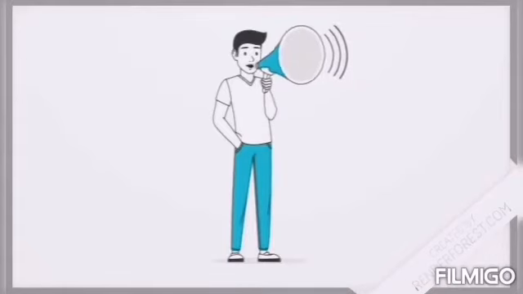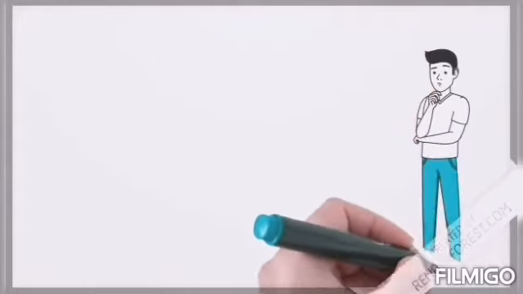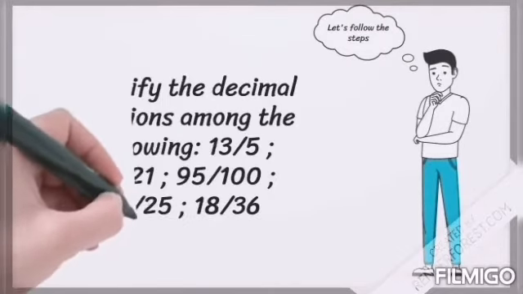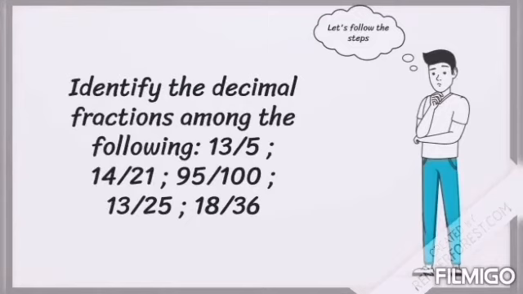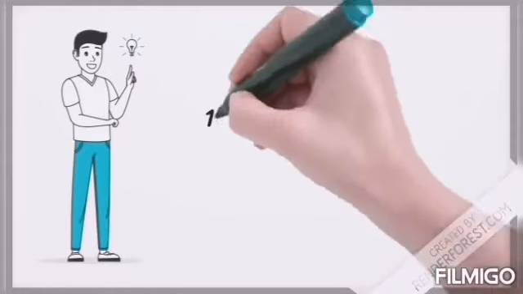Let's try these examples together. Whenever you have a question which is to identify the decimal fractions, you should directly think of the steps. So let's keep them in our mind and try to follow them. Here I have these fractions and I need to know which is a decimal fraction. Let's start with the first one, 13 over 5. Step number 1 asked me to check if the denominator is 10, 100, or 1000. It's not. I move to step number 2.